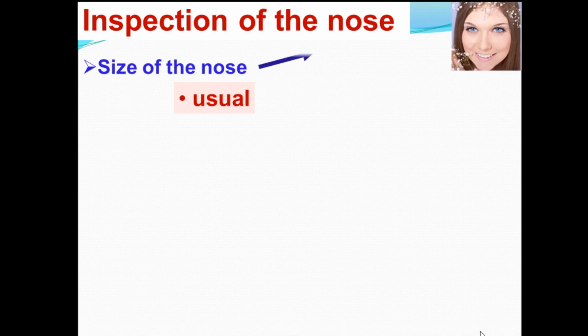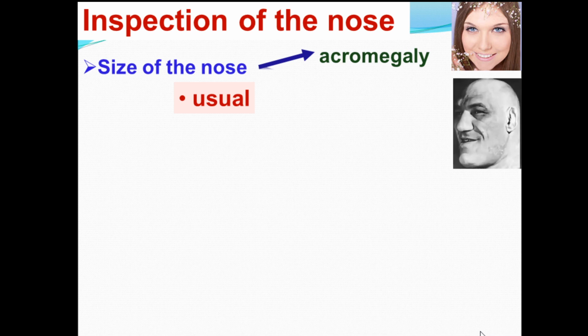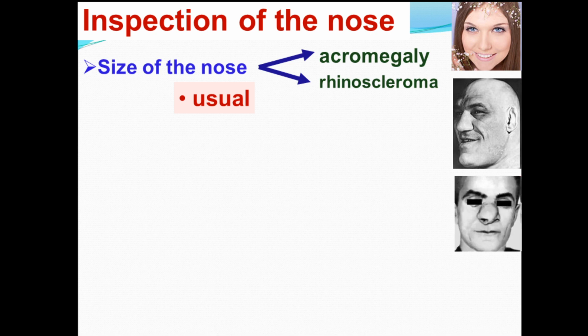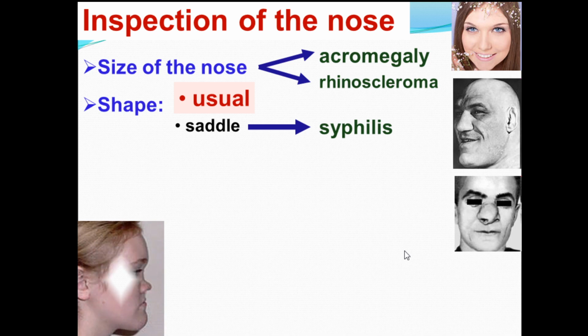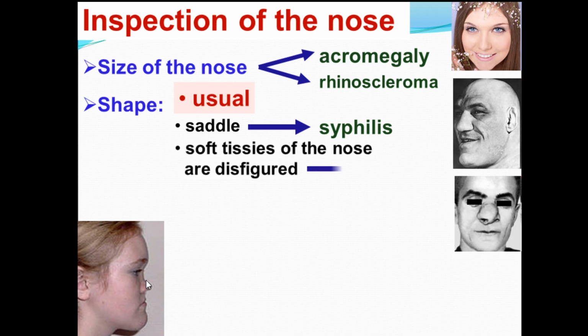During inspection of the nose, we'll pay attention on its size, which is normally usual, but maybe enlarged in a patient with acromegaly, maybe disfigured in a patient with rhinoscleroma. Shape of the nose also may be changed in some pathology. It becomes saddle, for example, after syphilis or in its chronic development.